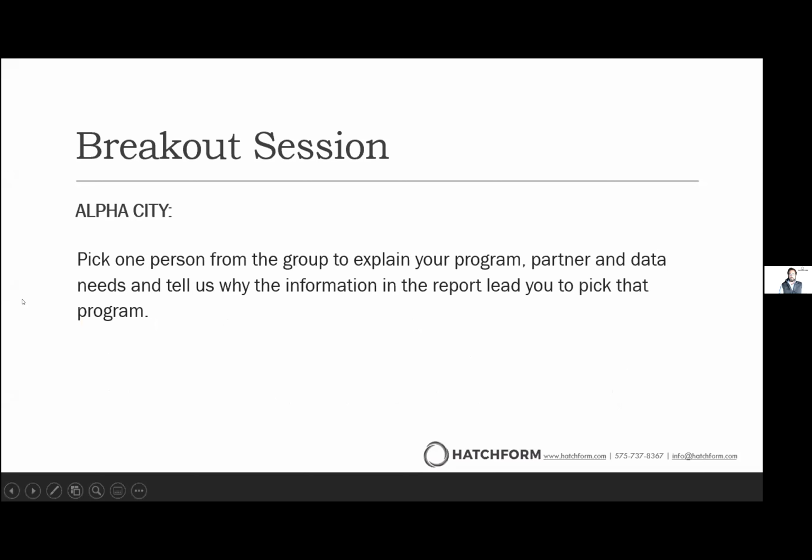Then pick one person from the group to explain your program, partner and data, and tell us what the information was, why you chose that information, and how it led you to pick the program that you did. With that, are there any questions before we break out into the breakout rooms?